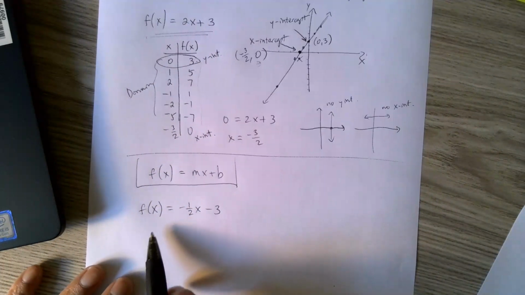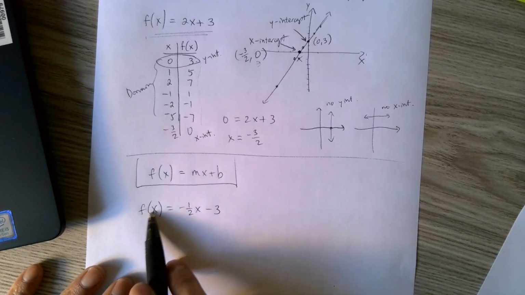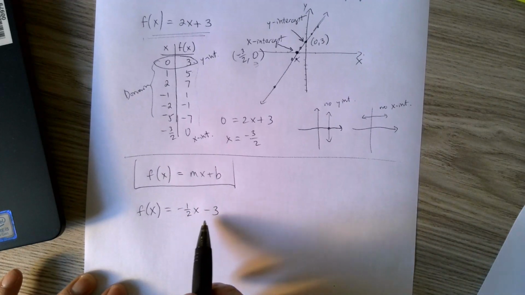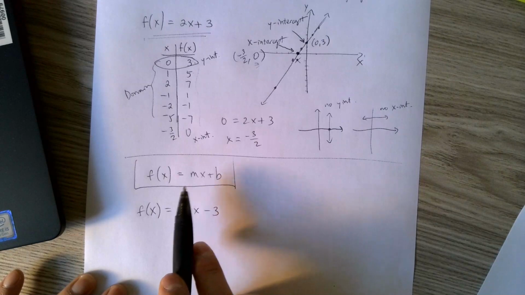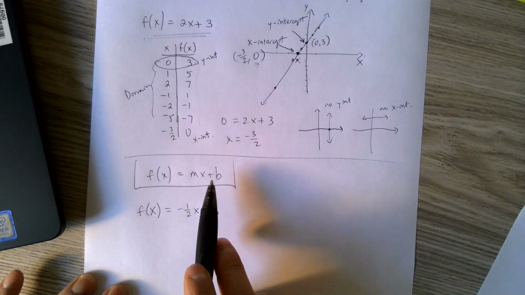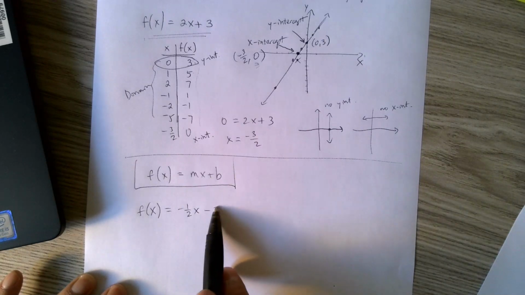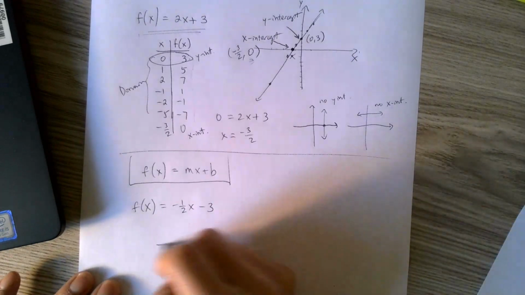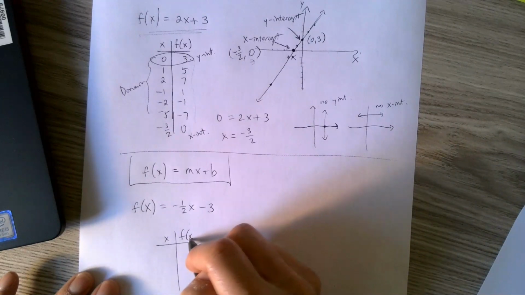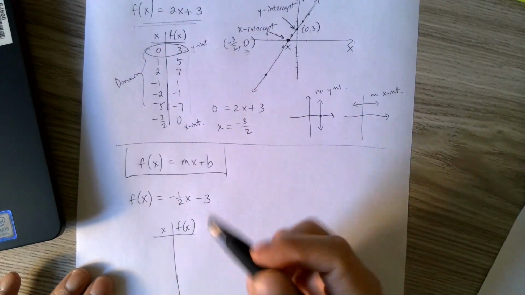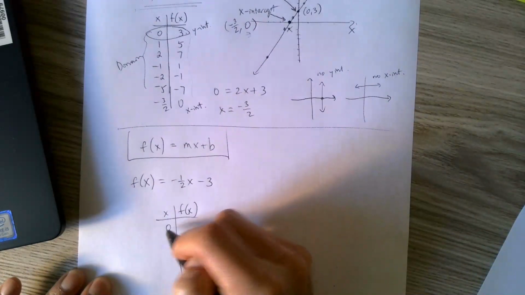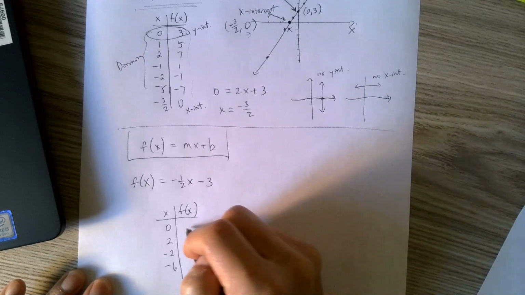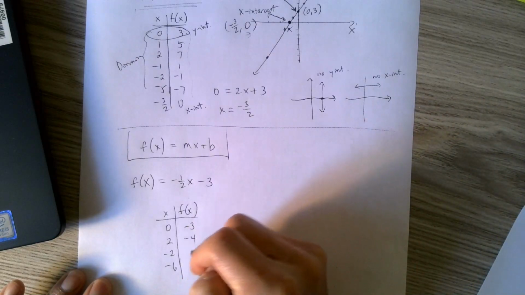Okay, so now I have a different function. I'm using f of x, but it's a different function. It is negative 1/2 x minus 3. Notice it is in the same form. It's something times x plus something. It's plus negative 3, which I have changed into minus 3. So again, table. I'm going to pick different values for my abscissa. I'm going to pick 0, 2, negative 2, and negative 6. And if I do that, I get these values.